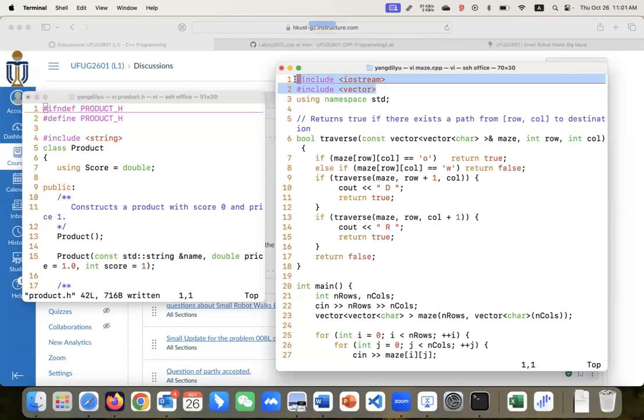Yeah, this kind of minor typos we could tolerate. We would tolerate that.